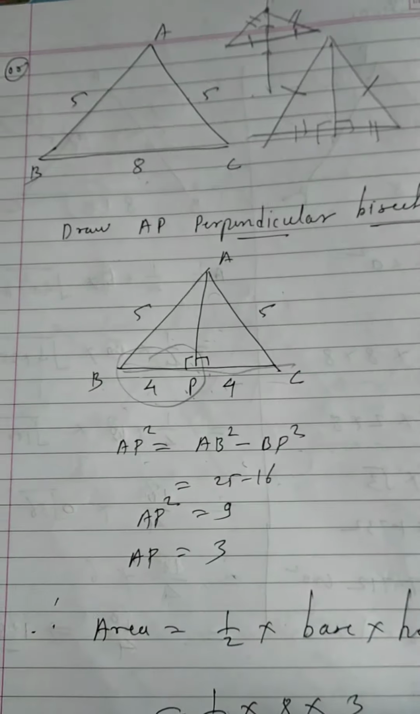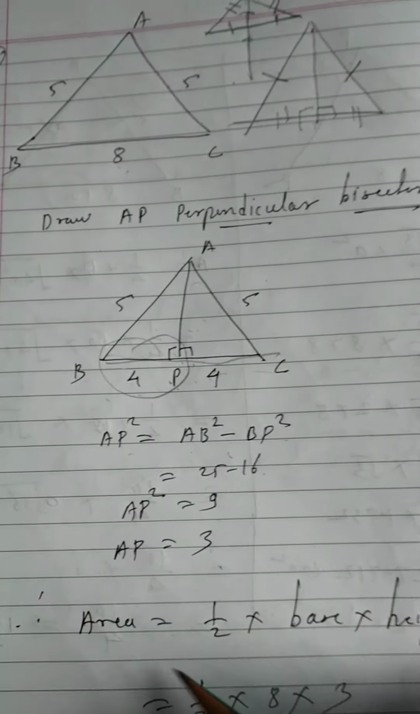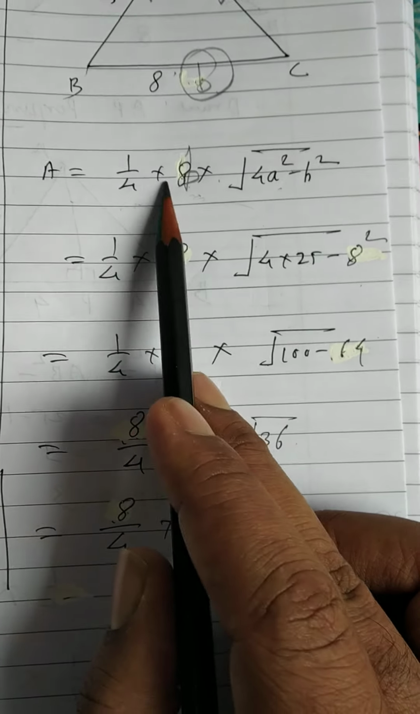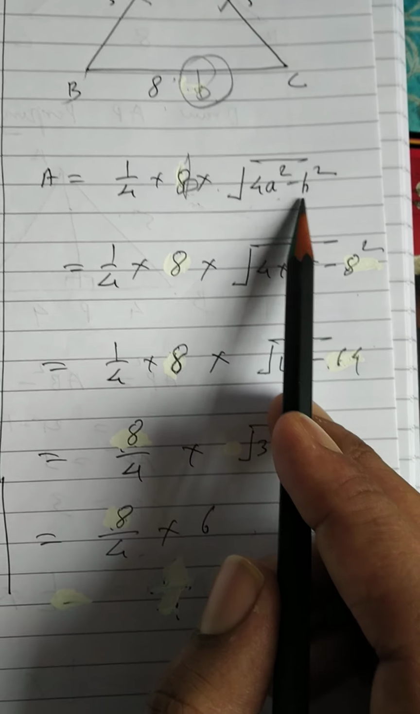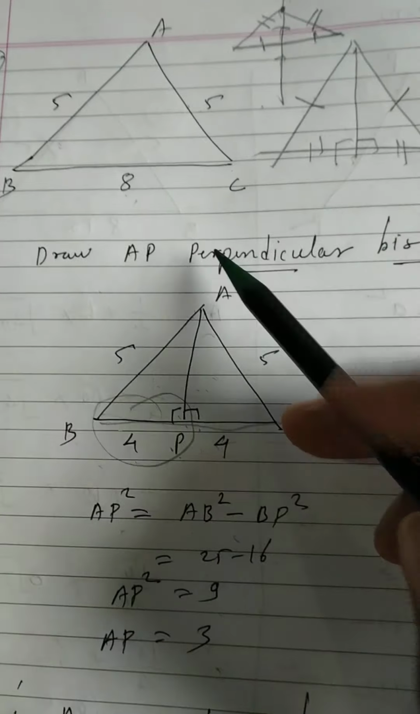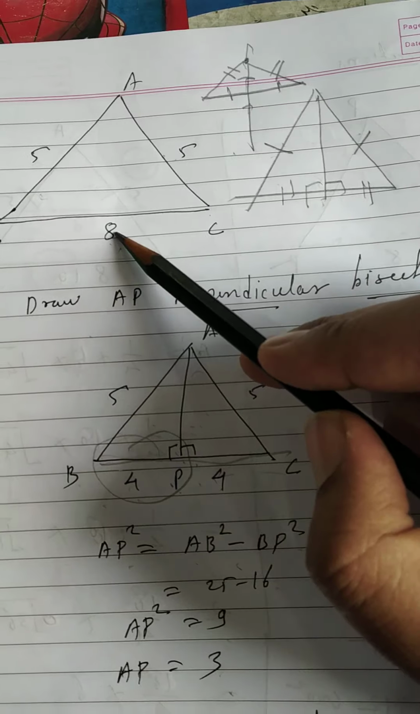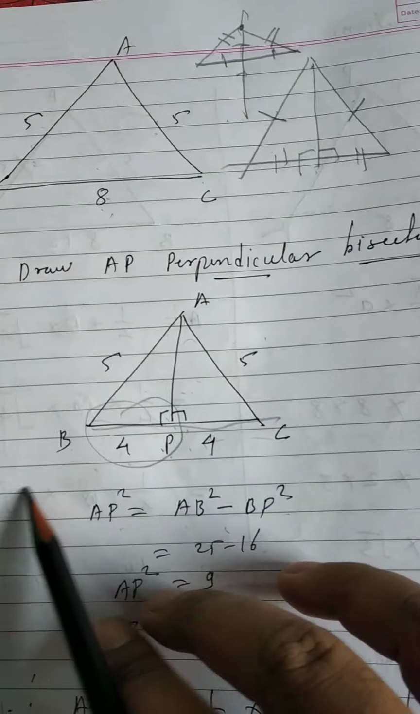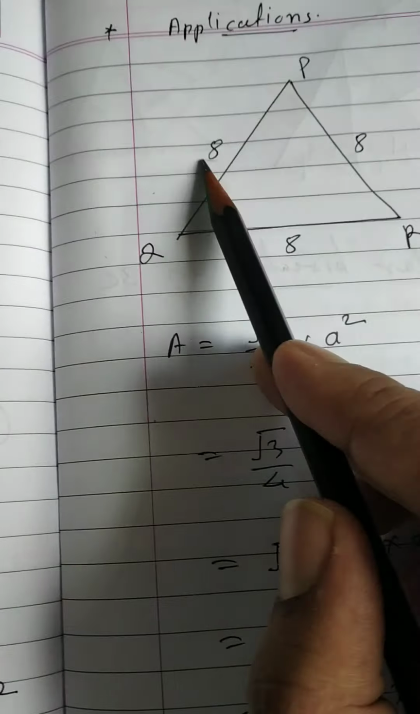Like with the help of a different method, what I have done? I have drawn the perpendicular bisector, and here I have used the formula. What was the formula? 1 upon 4 into B under root 4a square minus B square. This is the formula for area of an isosceles triangle, but it can be solved by this method also, 1/2 base into height. But for that you need to draw a perpendicular bisector, and a perpendicular bisector can be drawn only when these two sides are equal.